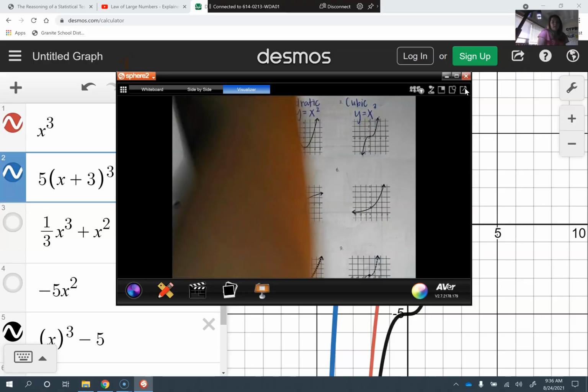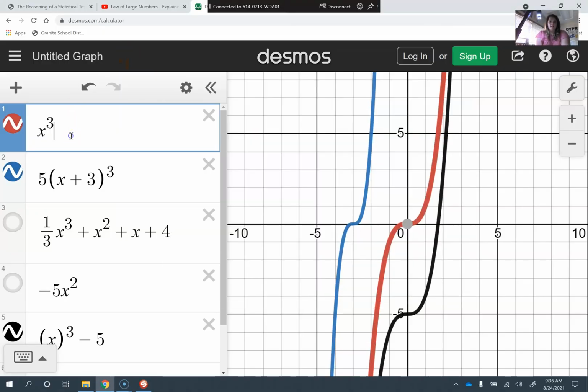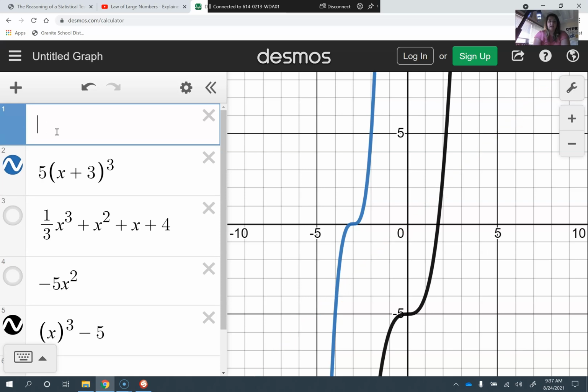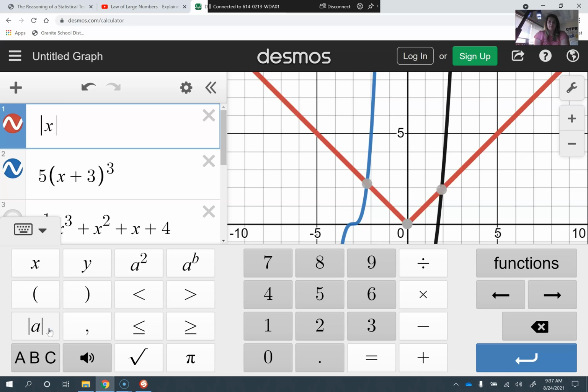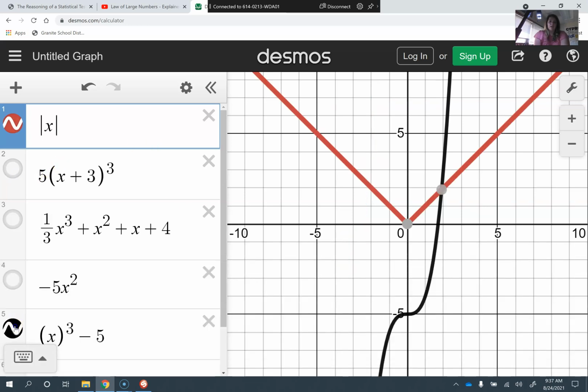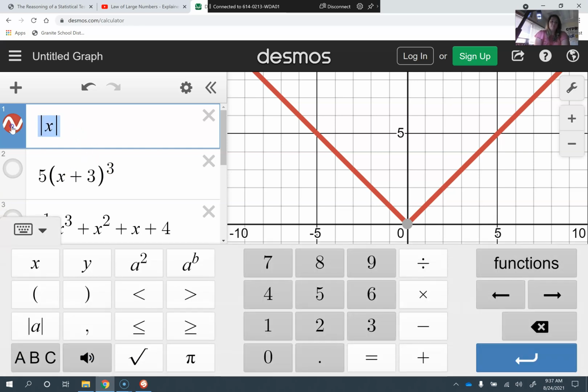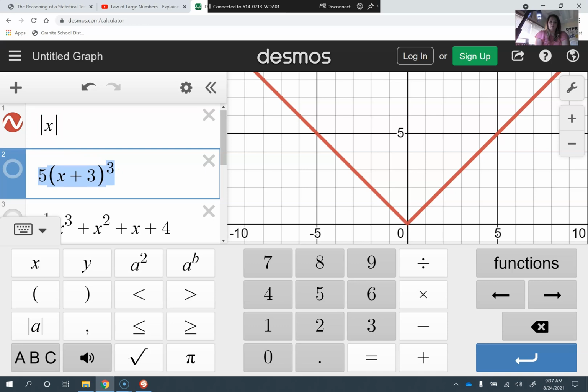So I'll try to go quickly on this so that you guys can actually see. I'm going to have to completely change this guy, go into Desmos, and pull up my absolute value to get started on this one. So there's the parent. He looks like a V. I can flip him upside down.